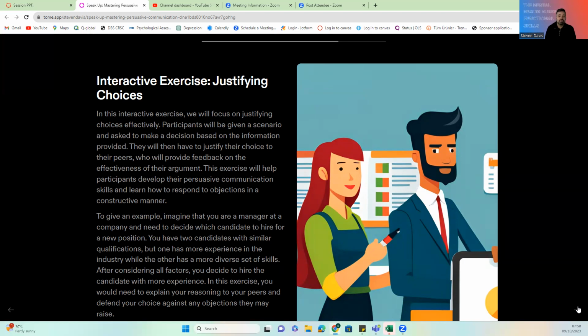To give an example, imagine that you're a manager at a company and you need to decide which candidate to hire for a new position. You have 2 candidates with similar qualifications. One has more experience in the industry, but the other has a more diverse set of skills. After considering all the factors, you decide to hire the candidate with more experience. In this exercise, you need to explain your reasoning to your peers and defend your choice against any objections that may arise. So again, we'll give you 5 minutes to do that task.